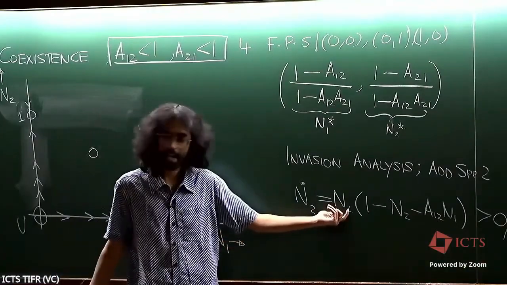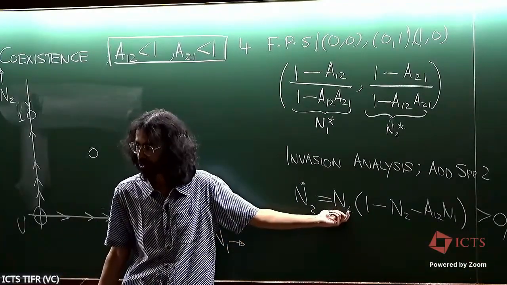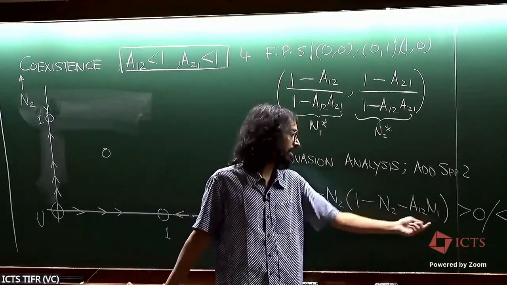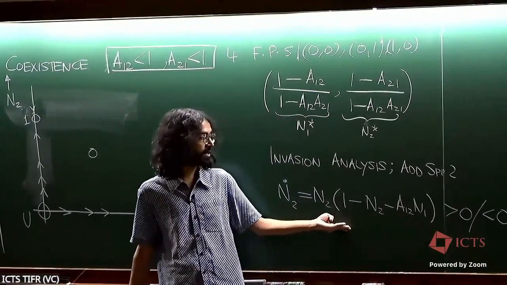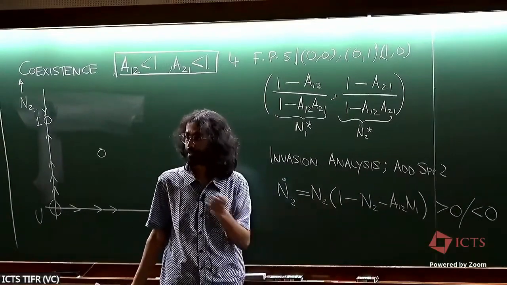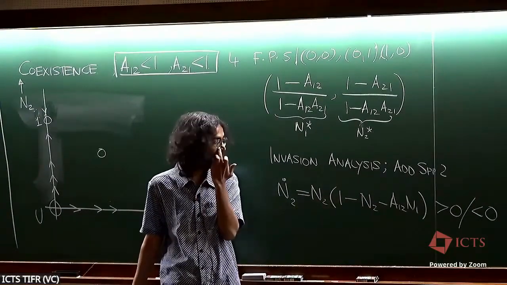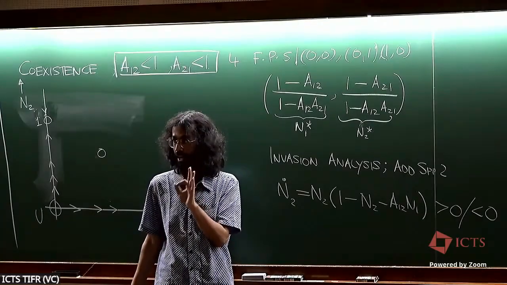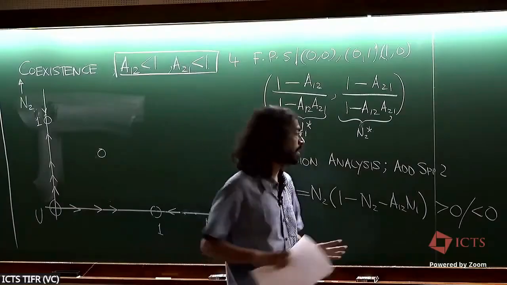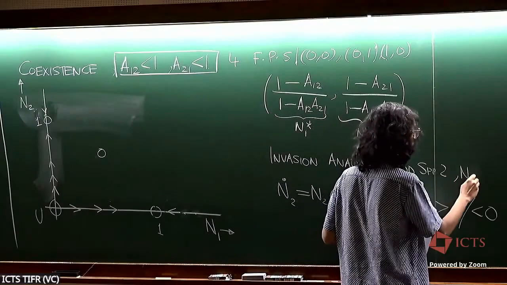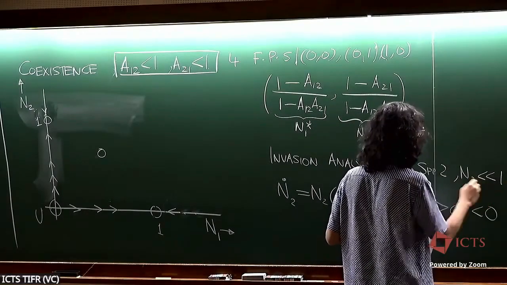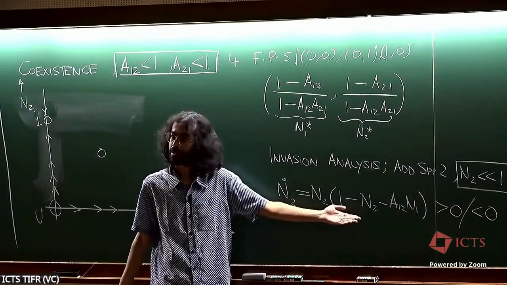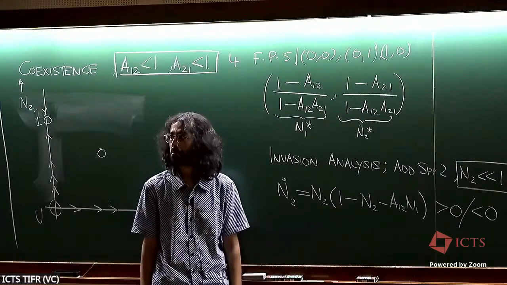So N2 itself will always be a positive number, right? You'll always add a little bit of species 2. So really, the only thing that you need to care about for the sign is what's inside this parentheses, right? So what can you say about this term in the parentheses? When N2 is small, remember N2 is very, very small, much, much smaller than its carrying capacity. So N2 initially is much, much less than 1. So what can you say about this term in the parentheses? Can you simplify it?